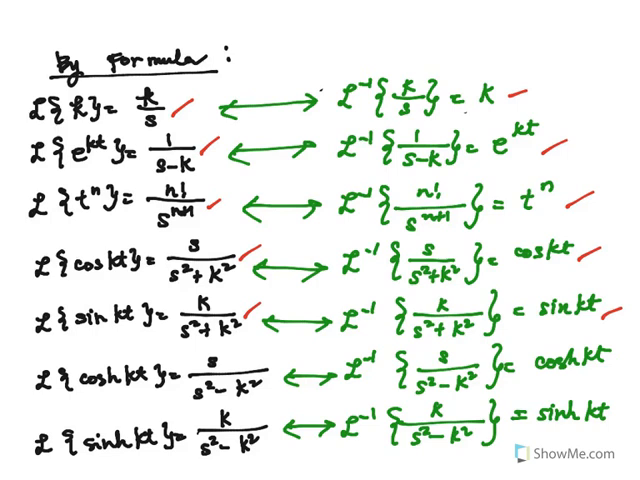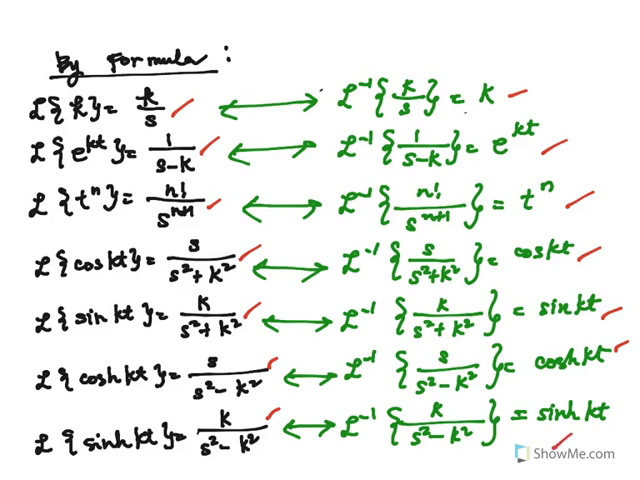We know that the Laplace transform of cosh kt is s over s squared minus k squared. So the inverse Laplace of s over s squared minus k squared is cosh kt. And the Laplace transform of sinh kt is k over s squared minus k squared. And so the inverse Laplace of k over s squared minus k squared is sinh kt.